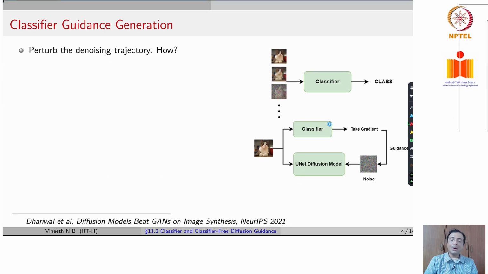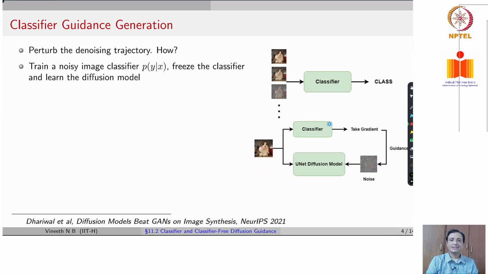So the question that we'd like to ask here is, can I now orient the generation towards a particular class? And this was proposed in a paper in NeurIPS 2021 and is called classifier guidance generation. What we'd like to do here is to perturb the denoising trajectory in the reverse process to move it towards a particular class and then generate an image from that particular class. To do this, the method suggested is, first you train an image classifier, in particular a noisy image classifier. You provide an image and several noisy variants of it, and train a classifier to get a class label.